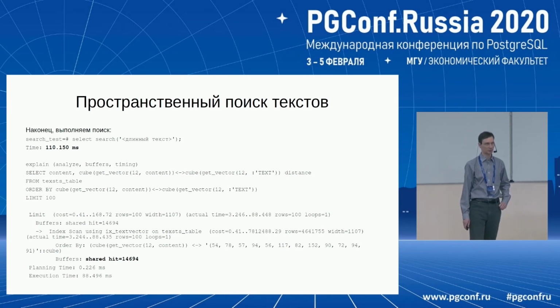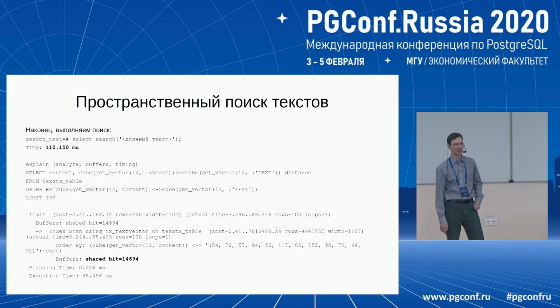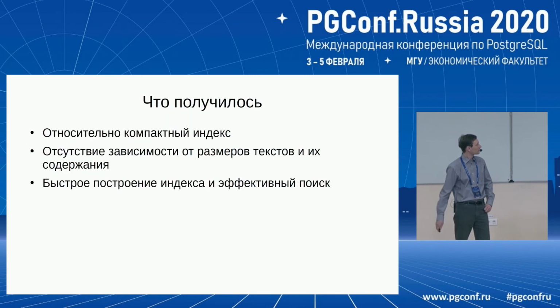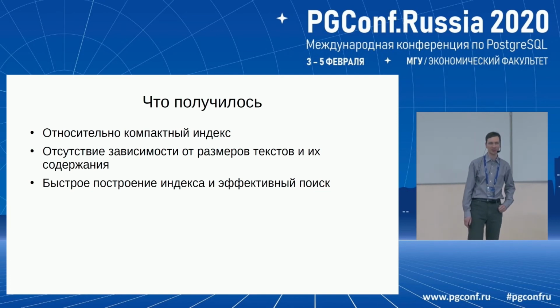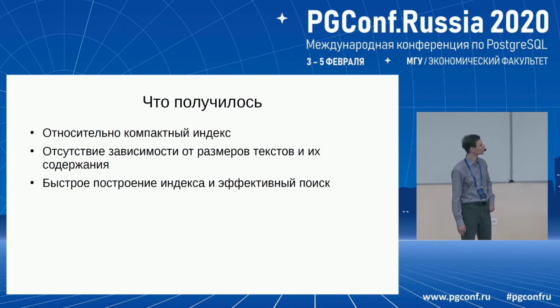It takes 100 milliseconds to perform this search compared to 26 minutes, and it only takes 16,000 blocks as compared with millions. So what do we have? A relatively compact index. Well, relatively, because for a 5 GB table there is a GB of index. Maybe we could have made it smaller, but we can play with the dimensions.